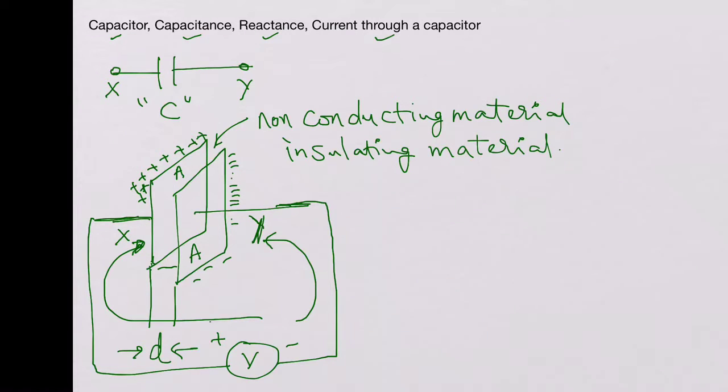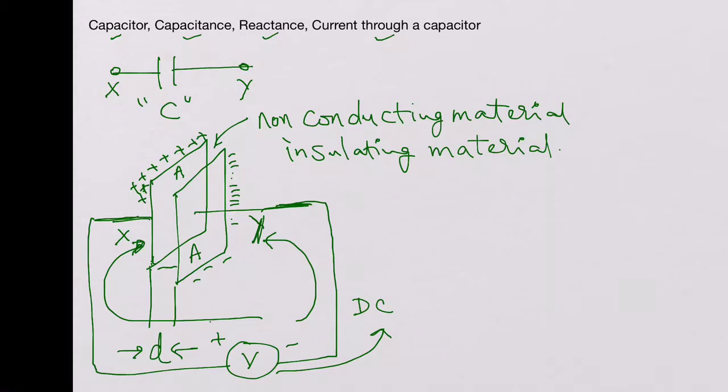the plate Y. So what happens is initially there is a current, but if this is a DC voltage source we are talking about, initially there will be a surge of current which will charge up the capacitor, and then there would not be any current anymore. It's a DC voltage, so there would not be any current anymore.